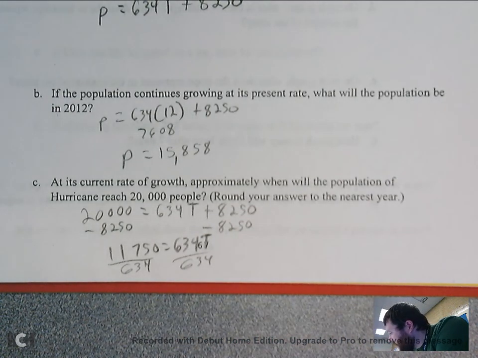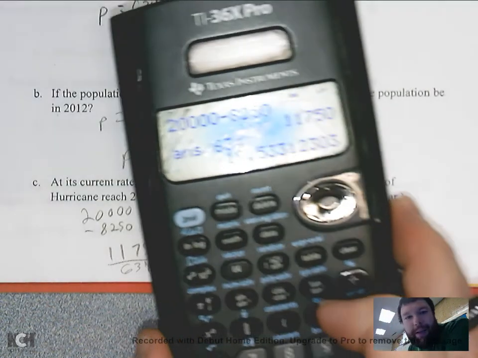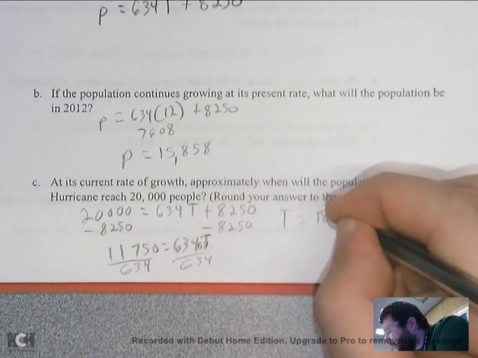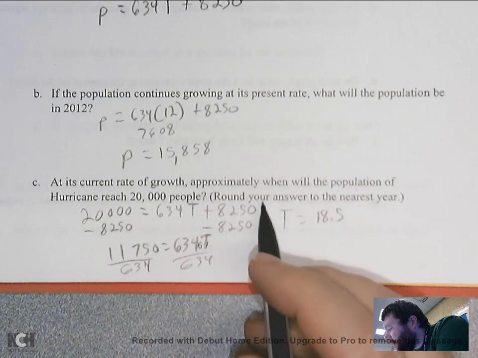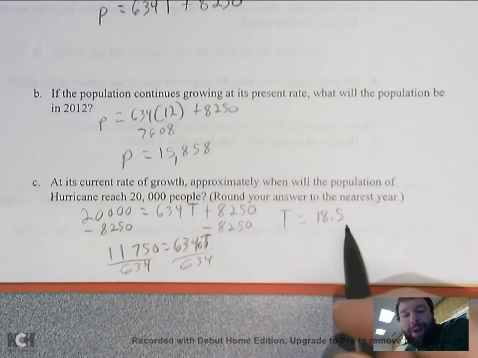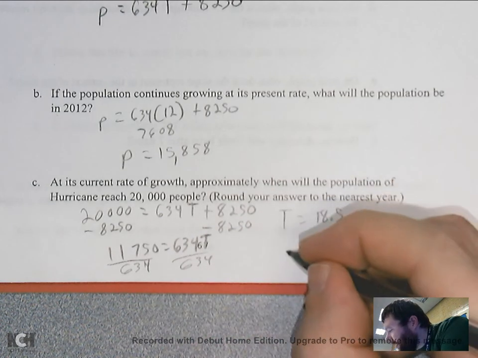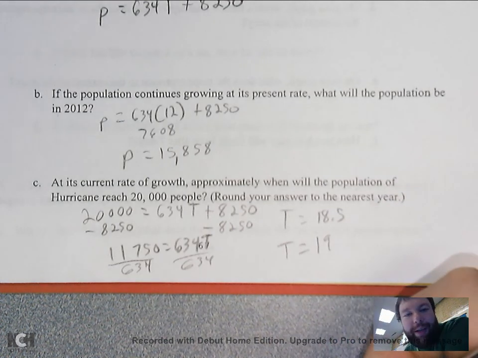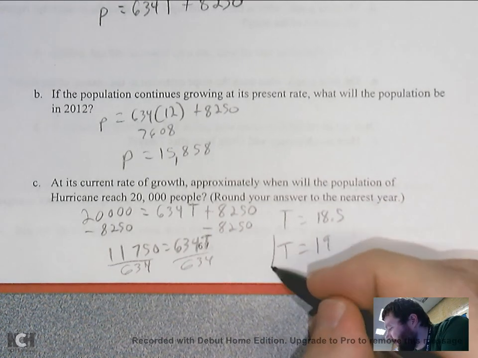Divide by 634, and I get 18.5. So t would equal 18.5, but it wants you to round your answer to the nearest year. So 0.5, that means I round up. So t would equal approximately 19 years is when it would reach 20,000.